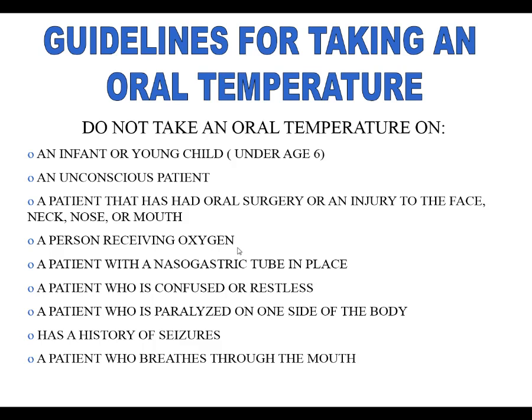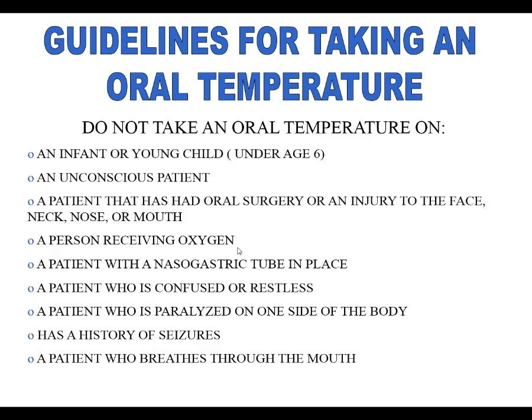A patient who has had oral surgery or any kind of face, neck, or mouth injury, we don't take an oral temperature on them. We don't take an oral temperature on someone who has a tube coming out of their mouth. So if they have an NG tube, a nasogastric tube that goes from the nose down the back of the throat, or an ET tube, an endotracheal tube, we do not put a thermometer in their mouth. If they're confused or combative, we definitely don't want to put that oral thermometer in their mouth.